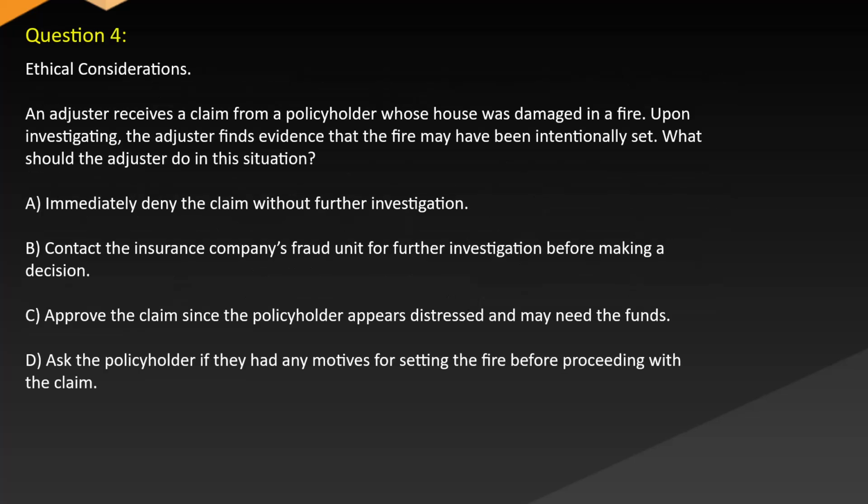Question 4. Ethical considerations. An adjuster receives a claim from a policyholder whose house was damaged in a fire. Upon investigating, the adjuster finds evidence that the fire may have been intentionally set. What should the adjuster do in this situation? A. Immediately deny the claim without further investigation. B. Contact the insurance company's fraud unit for further investigation before making a decision. C. Approve the claim since the policyholder appears distressed and may need the funds. D. Ask the policyholder if they had any motives for setting the fire before proceeding with the claim.